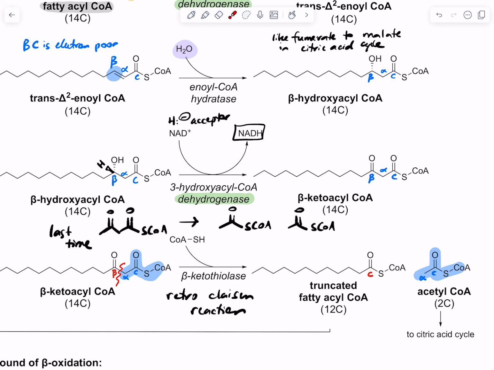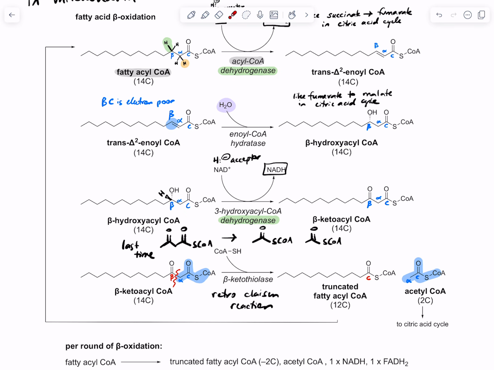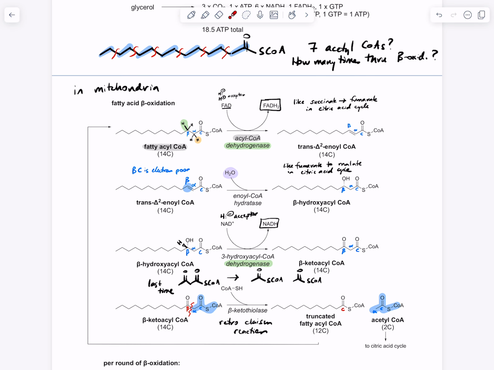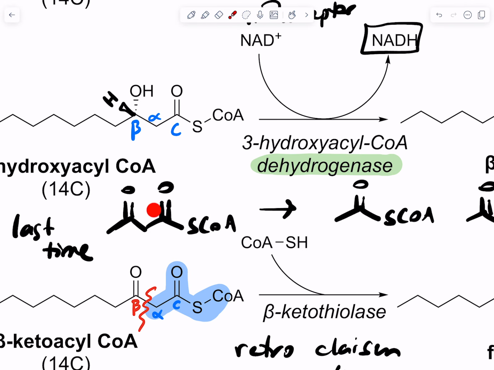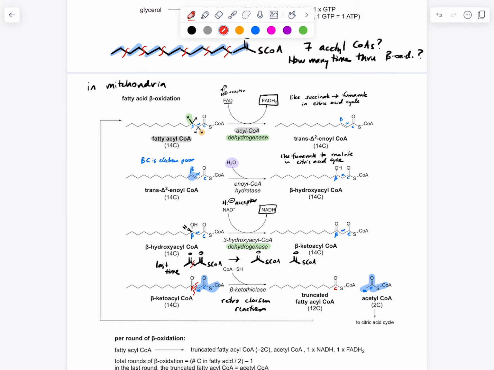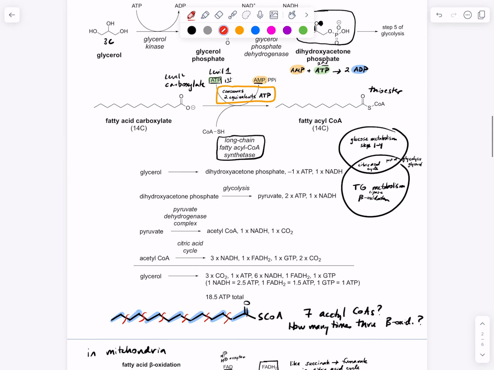And that goes around and around again, back to the start, until you clip off all of the carbons in the fatty acid as acetyl-CoA. We talked about how a 14-carbon acyl-CoA is going to undergo beta oxidation 6 times to get 7 acetyl-CoAs, because the last time through, once you break the bond between the alpha and the beta carbons, you get 2 acetyl-CoAs out. All right?